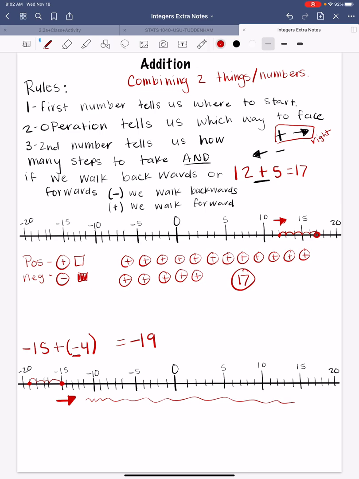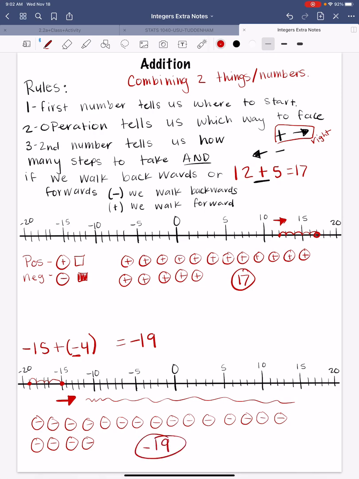Now we're going to try this with a chip and tile model. So we're going to start with 15 negative chips. Okay, so there's 15 negative chips, and we're going to add 4 more negatives. So if this was 15, 16, 17, 18, 19, we still have 19 negative chips.